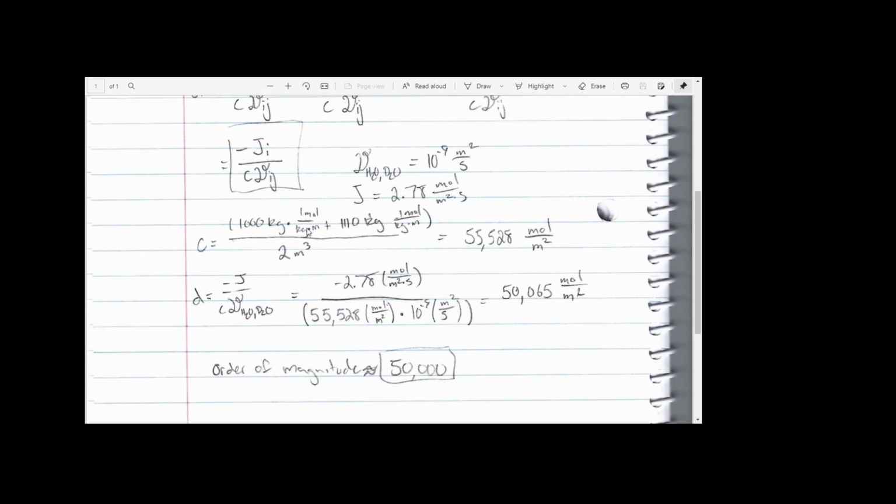Now, the only term we need to find is the concentration, which we determine as moles over volume. We convert the density of water and deuterium into moles, and we divide it by the volume. Since we are not given a volume, we assume we start off with 1 cubic meter of water and 1 cubic meter of deuterium.